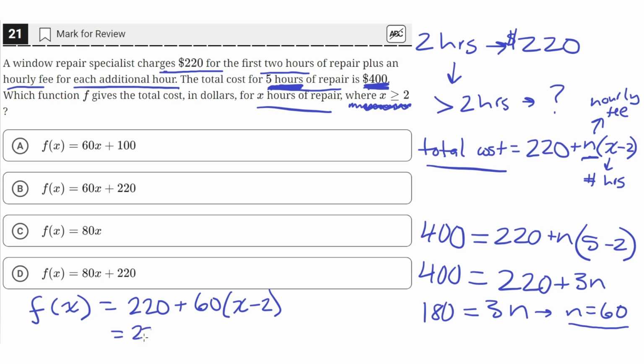So 220 plus 60x minus 120. And that is just equal to, so 220 minus 120 is just equal to 100. So this is just 60x plus 100. And that is answer choice A.